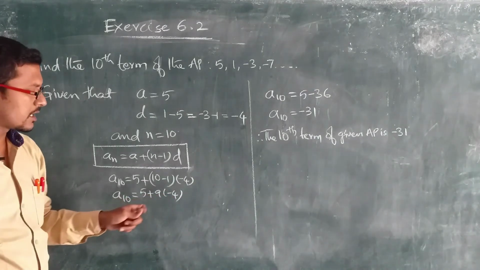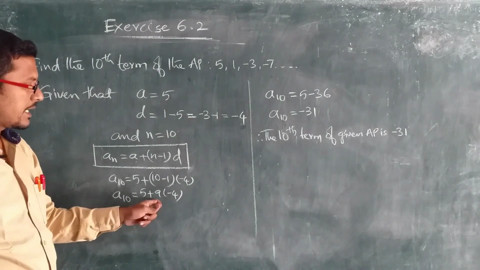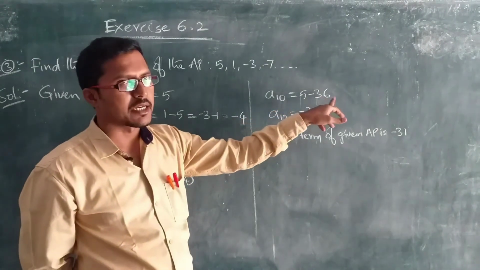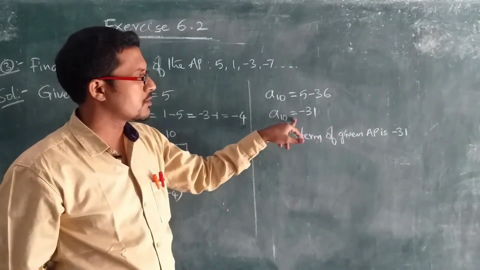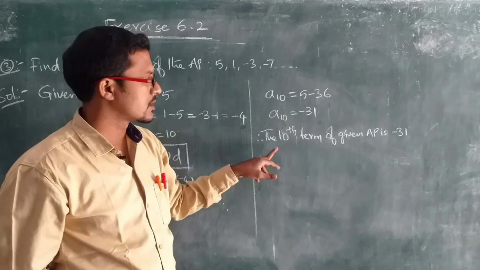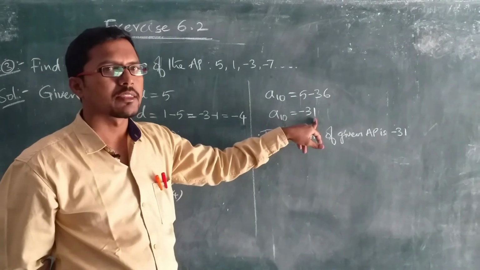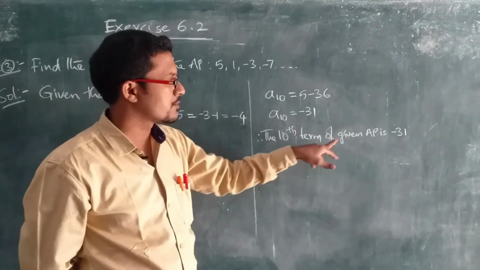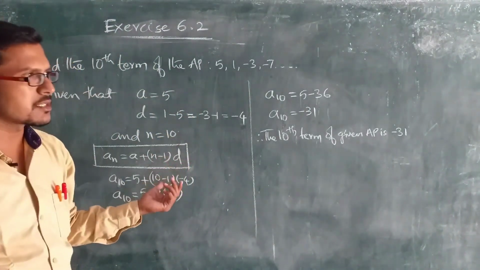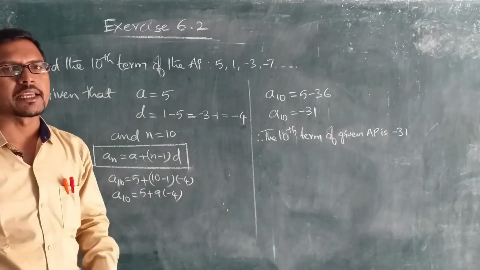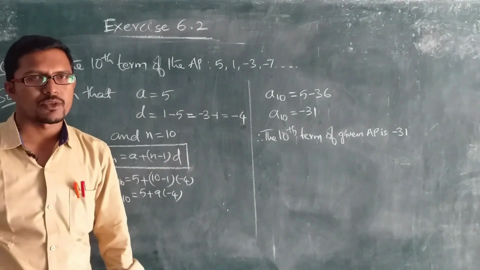Let us calculate this one. 5 plus 10 minus 1 is 9, into minus 4. So 9 into minus 4 will become minus 36 here. A10 is equals to 5 minus 36. So A10 is equals to minus 31. So the 10th term of the given AP is minus 31. So students, with the help of this example, you can solve the second bit in the second exercise. Okay, right.